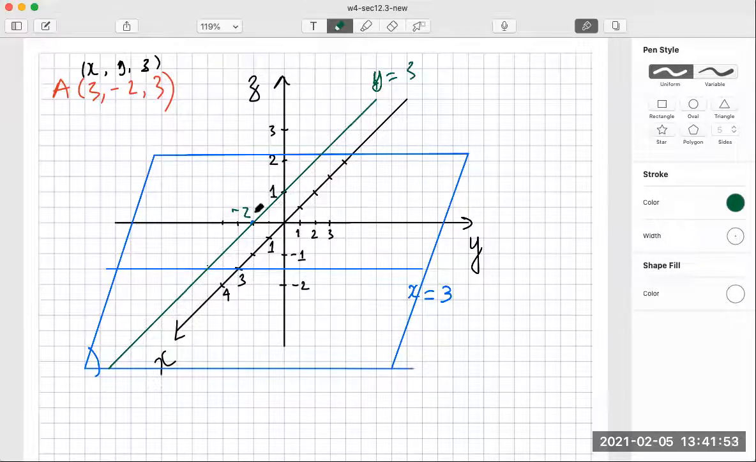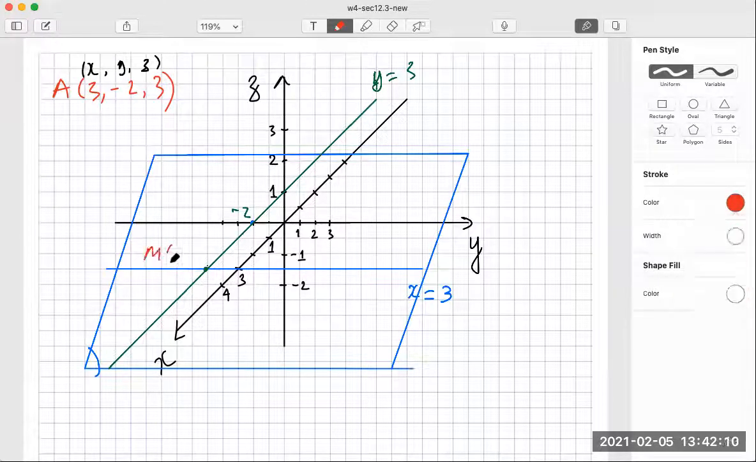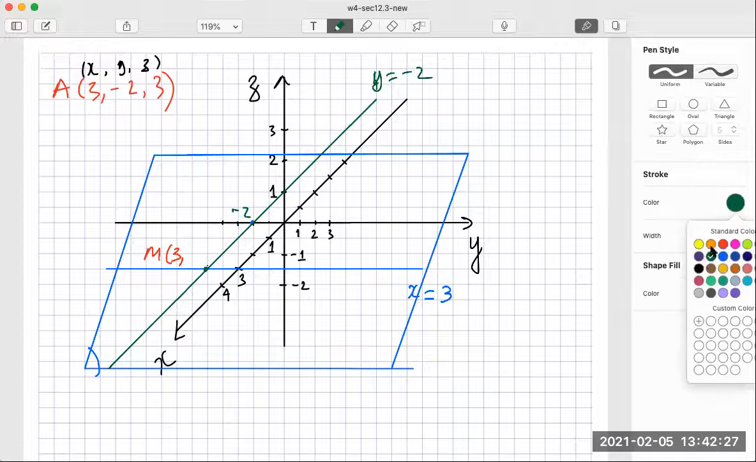will cut the plane OXY here at this green line. And this point, let us call it the point M. What is the coordinate of the point M here? X is equal to 3, Y is equal to, oh, this is -2. Sorry, that's what I meant. -2.